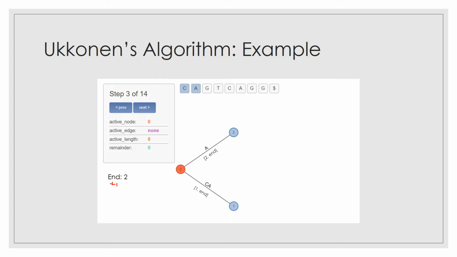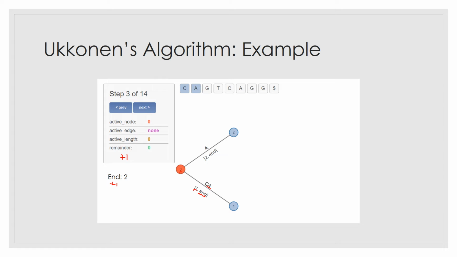And the algorithm will actually use this global n, which basically tells it to go from 1 to n, which automatically adds the A, right? So then, obviously, remainder goes up by 1 because there's a match. And then we go back to the active node, which is 0.